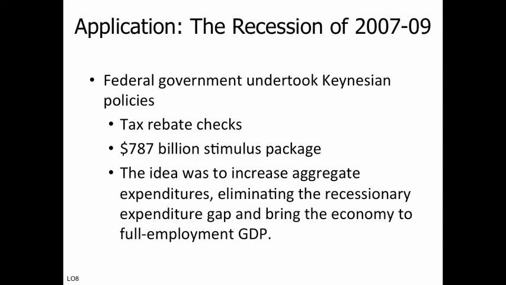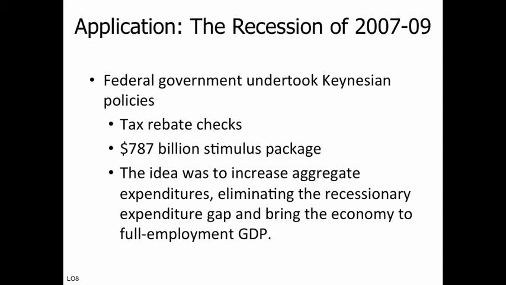So what did the US government do to try and get out of this recession? They undertook some Keynesian policies, and with Keynesian economics, the general idea is when the economy is producing below or above full employment level GDP, they would advocate the government to get involved to try and help put the economy back at the full employment level.